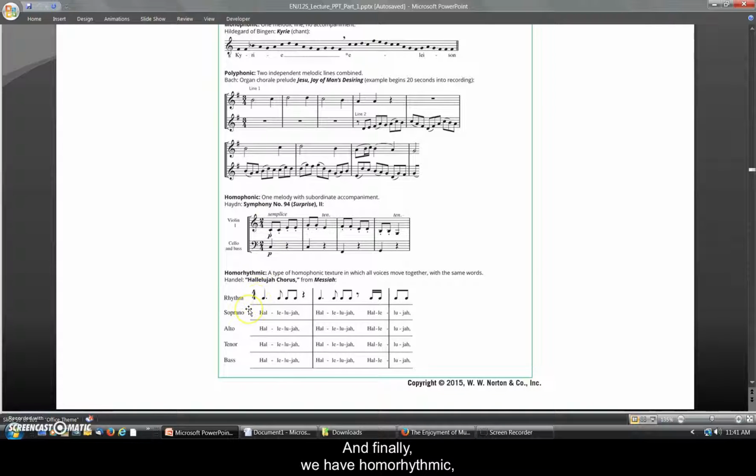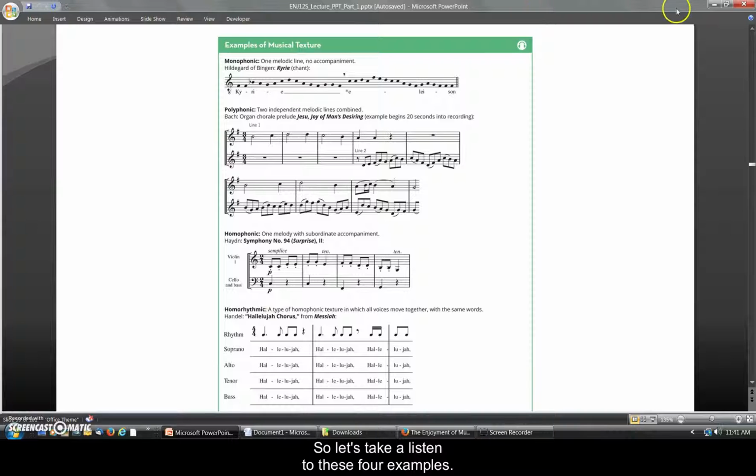And finally, we have homorhythmic, which is where we have a group of people singing the same text to the same rhythms. They might be singing in chords, however, it's homorhythmic because they're singing the same line of text along with the same rhythmic idea.